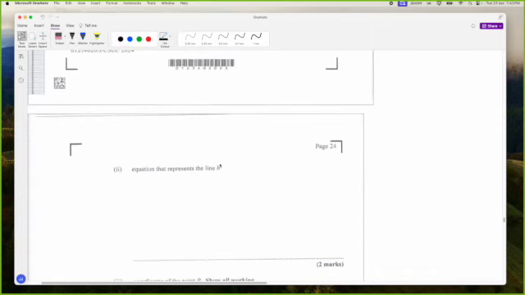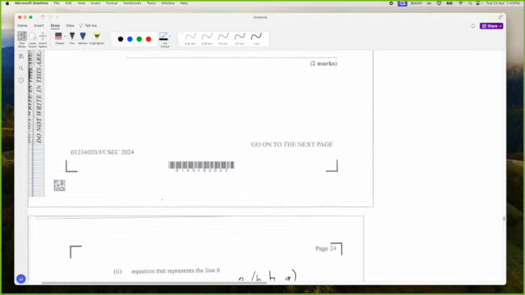The equation that represents the line H. So for line H, y is equal to mx plus c. m is equal to negative 2, because h is perpendicular to g, right? So y is equal to negative 2x plus c. So we just have to find c.